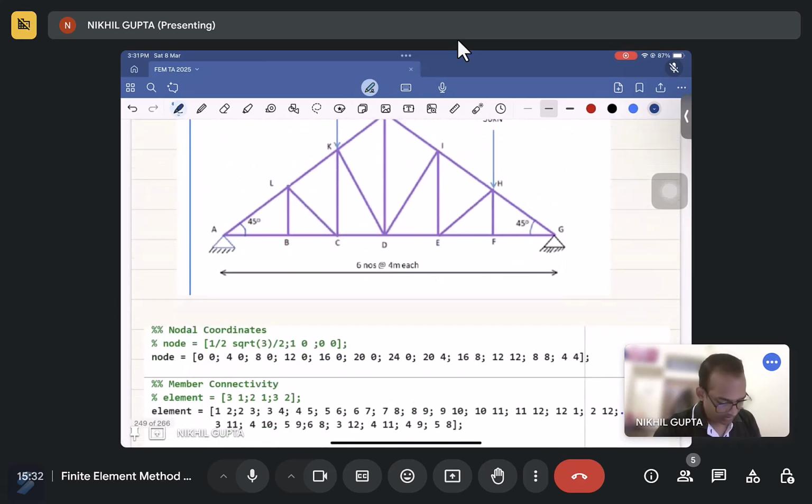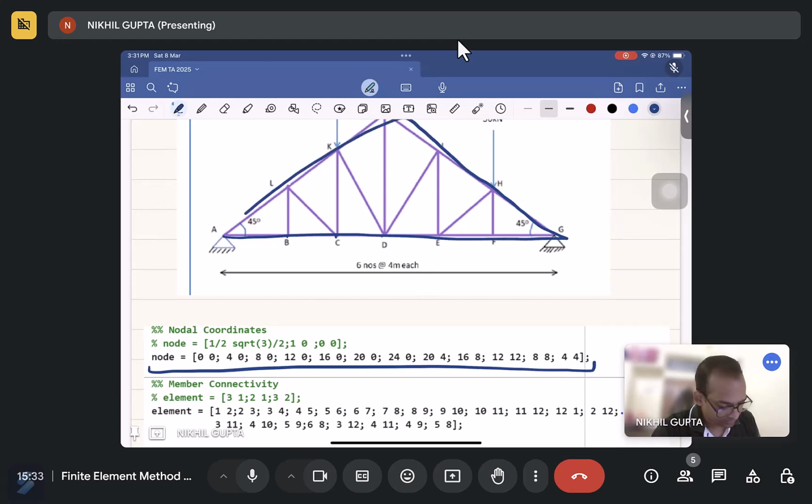First thing, we have to define the nodes. All the nodes which are there. These are the coordinates of the nodes: 0 0, 4 0, 8 0, 12 0. You have to go like this and then return like this. In the same way you have to do the full problem.